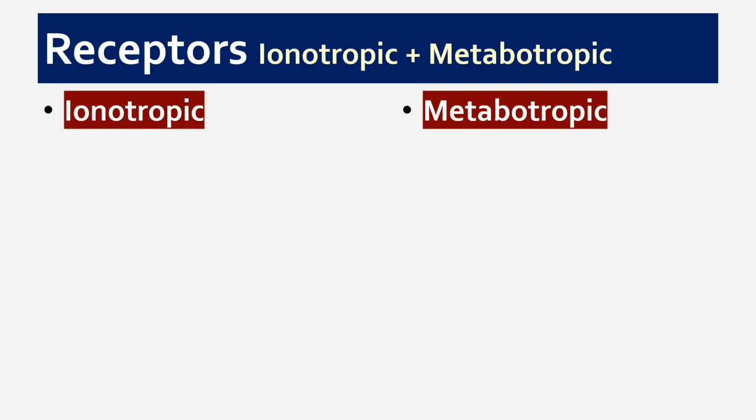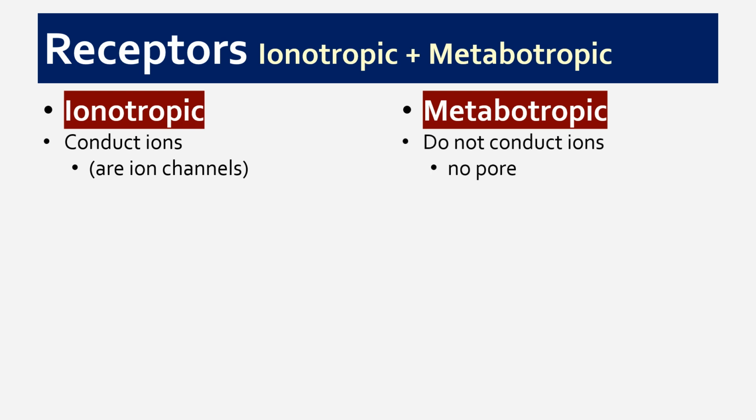Neurotransmitter receptors can be classified into ionotropic and metabotropic. Ionotropic are neurotransmitter receptors that conduct ions. They are ion channels. Whereas metabotropic receptors are defined basically by not being ion channels. They do many other things, but they specifically do not conduct ions. There's no pore through which things like calcium or sodium or potassium could travel.